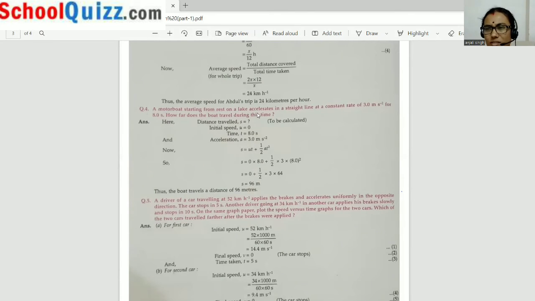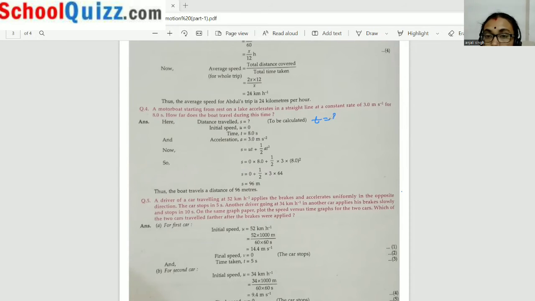So here what we have to find: how far does the boat travel during this time? How far means the total distance. Total distance is always represented by S. Here you will use the equation, the third also. I'll tell you how you are going to use it. But in the third equation, what will not be given? T.